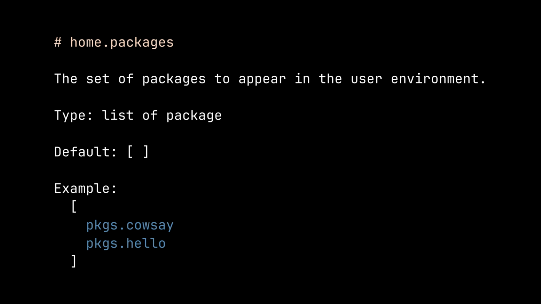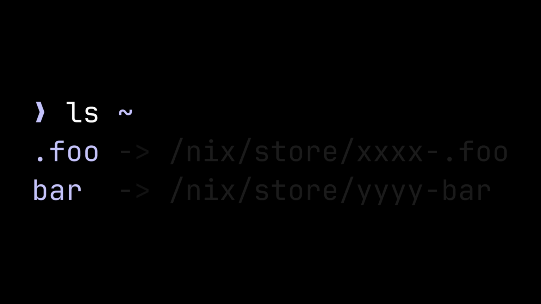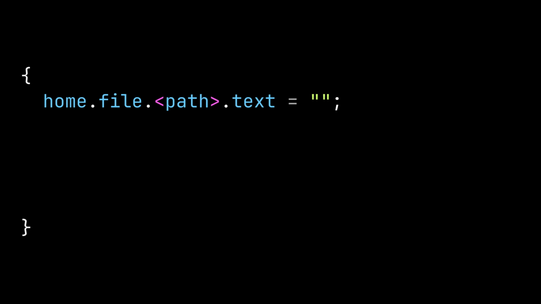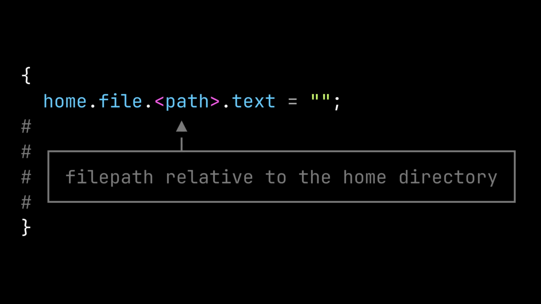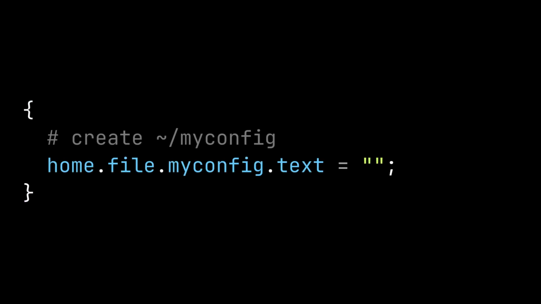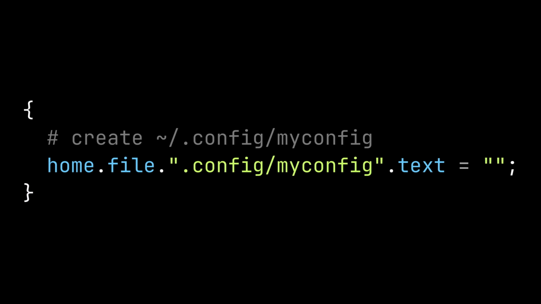Other than installing a package, Home Manager can also create a file on your home directory. Actually, it will create the file somewhere and create a symlink on your home directory that targets that file. We can do this by setting home.file.path.text option. The path wildcard here is a path to the file you want to create relative to your home directory. So if you want to create a file named myconfig on your home directory, it will look like this. And if you want to put it inside .config directory, it will look like this.